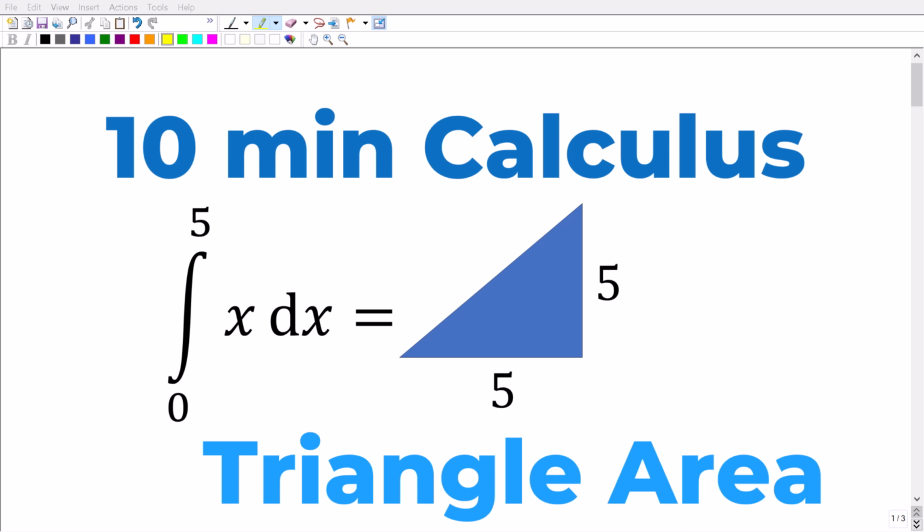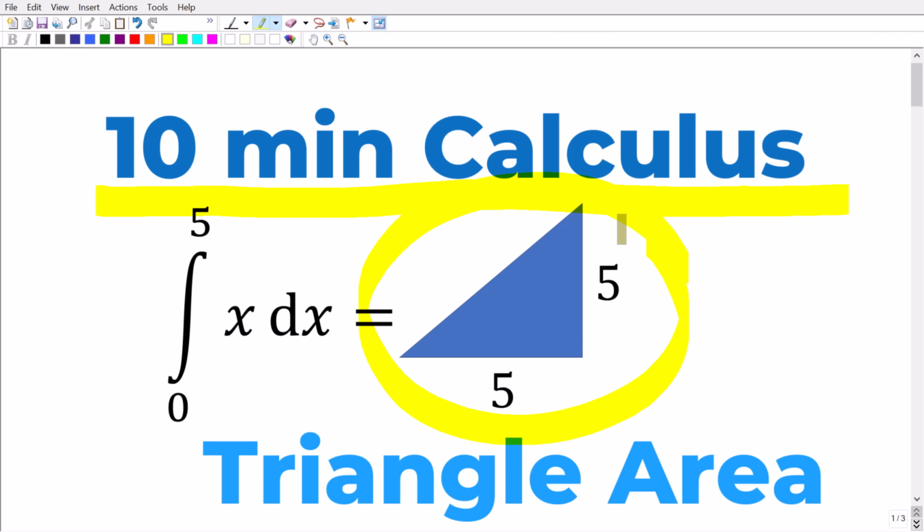I'm going to show you why calculus is so cool, and I'm going to use a simple math problem that anyone can understand. And hopefully I can do this in about 10 minutes. All right, so we're going to be talking about the area of a triangle. So this is the triangle that we want to find the area of. Its base is 5 and its height is 5.